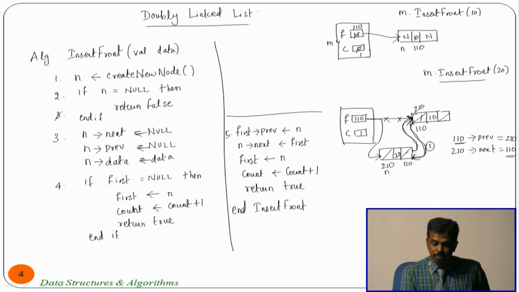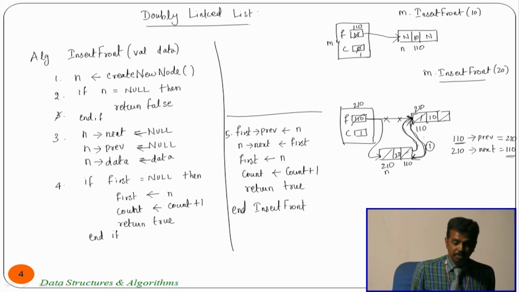So this will be updated with 210. And this field is pointing to 110, and this field will get updated. This is insert front, a very simple algorithm.